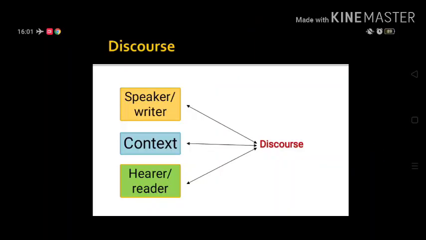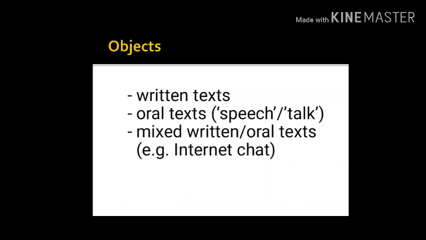What is discourse? Discourse is something which is produced by the speaker or writer, then it is perceived by the hearer or reader, and it is covered with context. So there are three important things in discourse: understanding the existence of the speaker and hearer, and also understanding that there is context which influences the meaning of the utterance, or something which is spoken or produced.